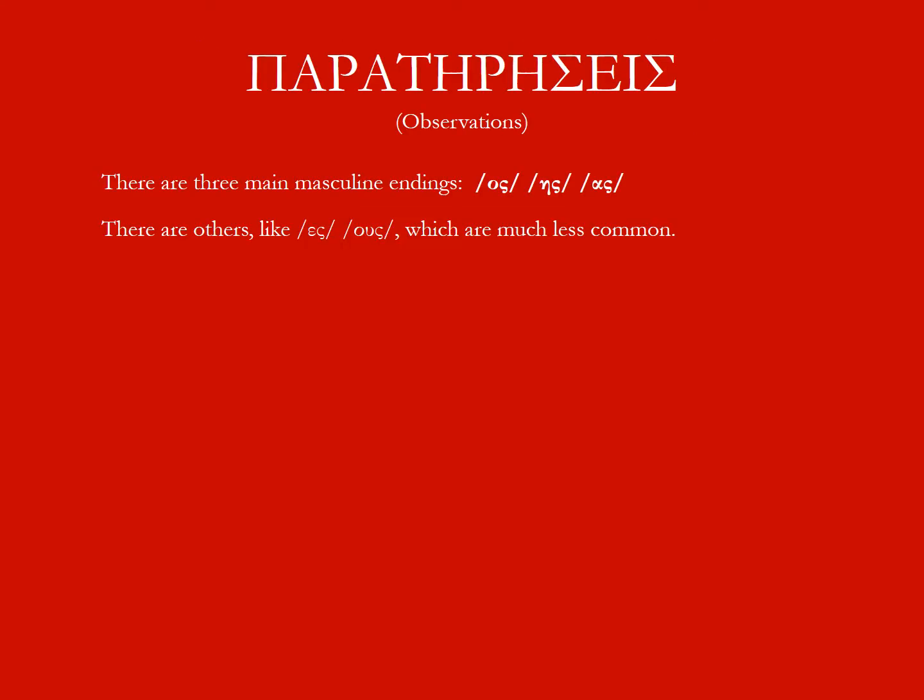So, what we said here today, there are three main masculine endings, os, is, and as. And there are others like es and us, which are less common. And that is all there is to say right now on the masculine, singular, and plural. Good luck with your homework.